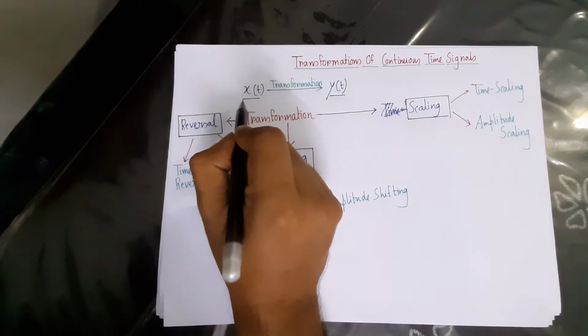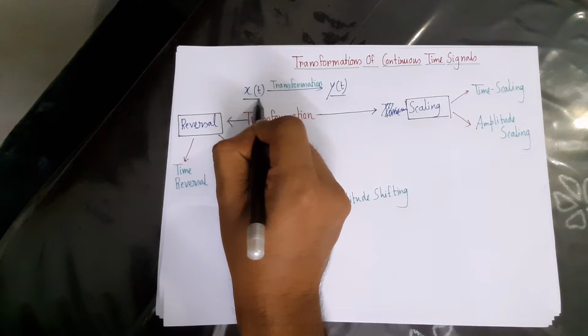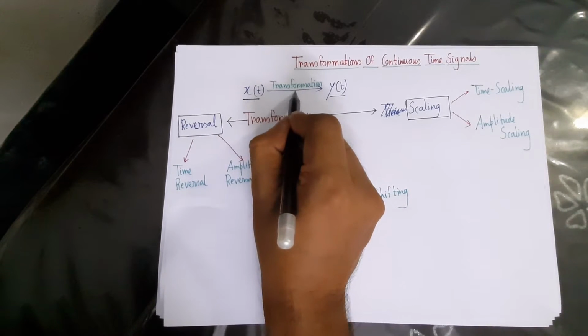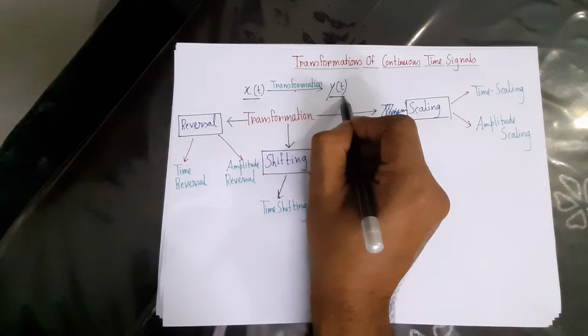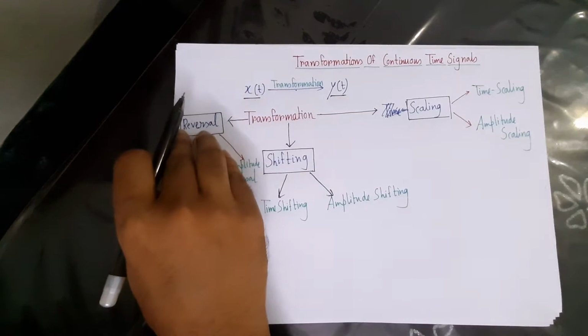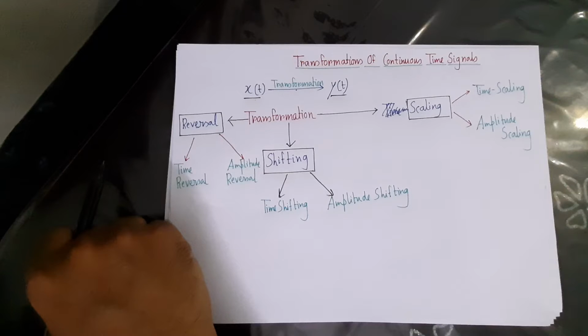Suppose we have a signal x of t, and after a transformation operation we obtain the signal y of t. The signal x of t is termed as the parent signal or original signal, and the signal y of t, which is usually different from the signal x of t, is termed as the transformed signal or converted signal.